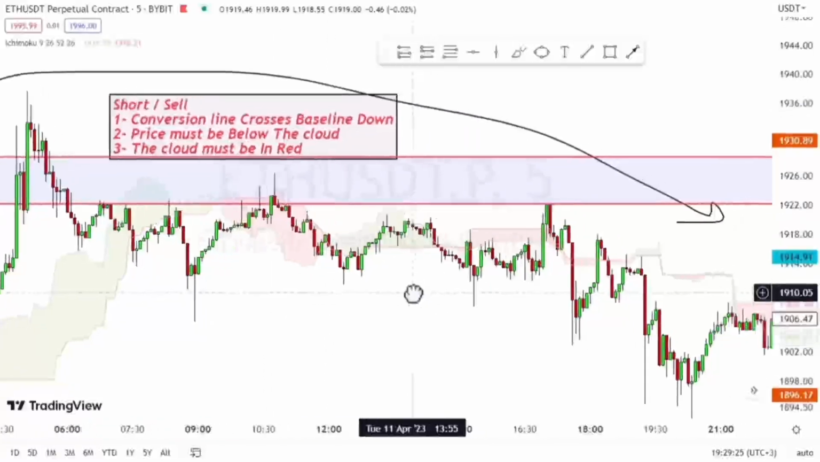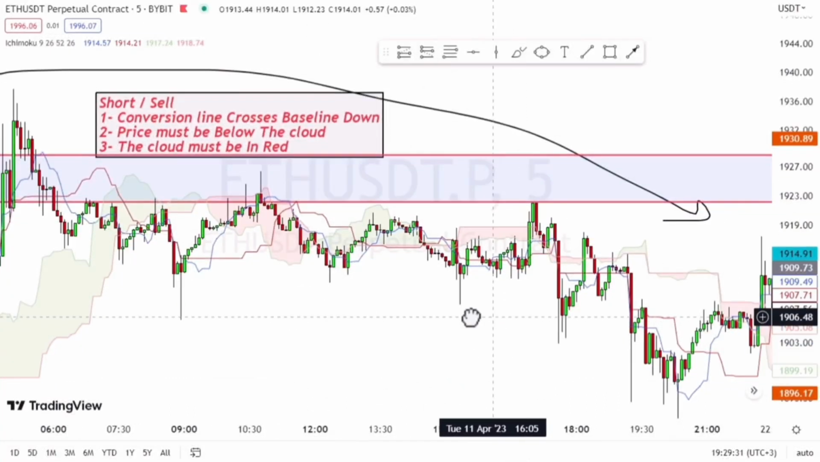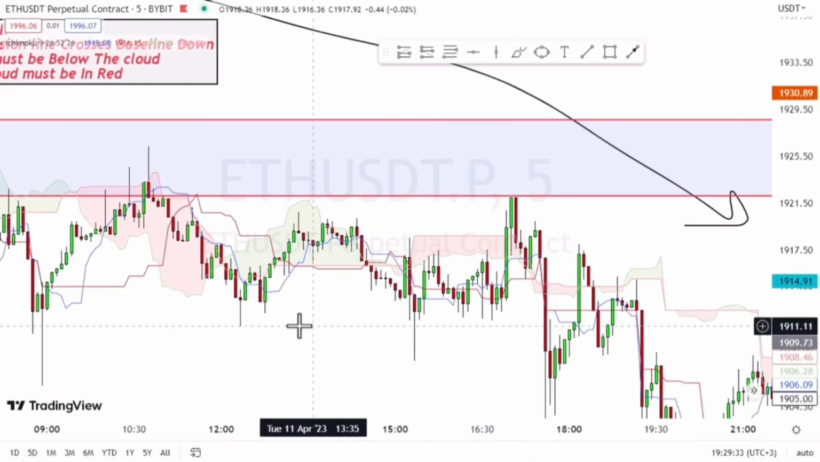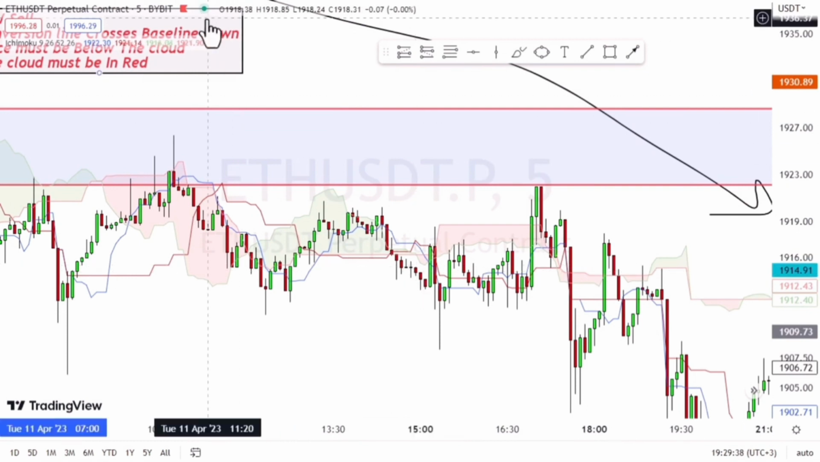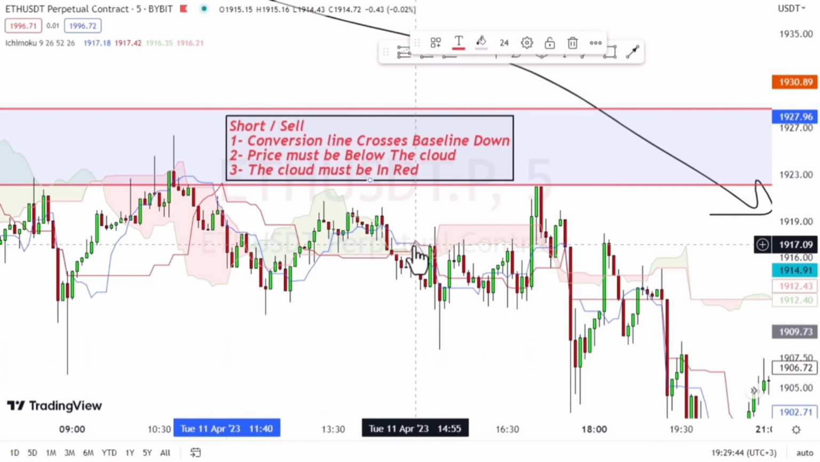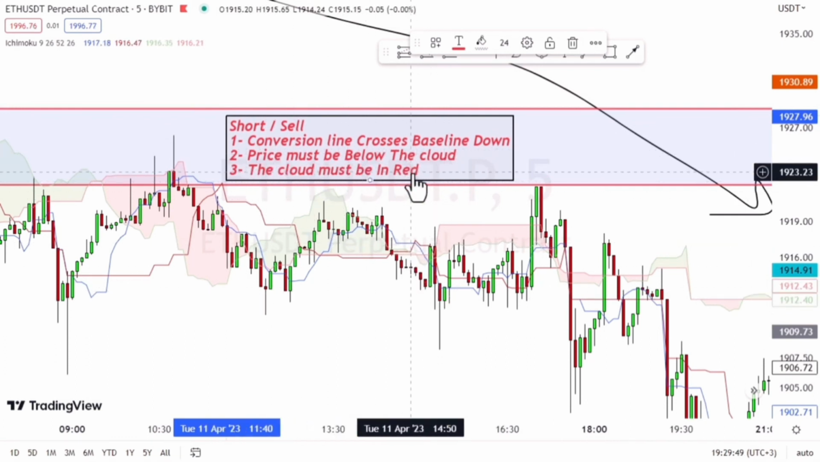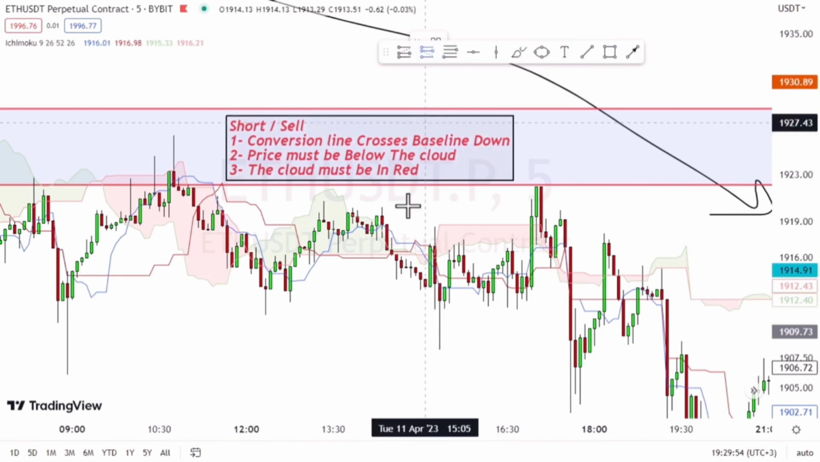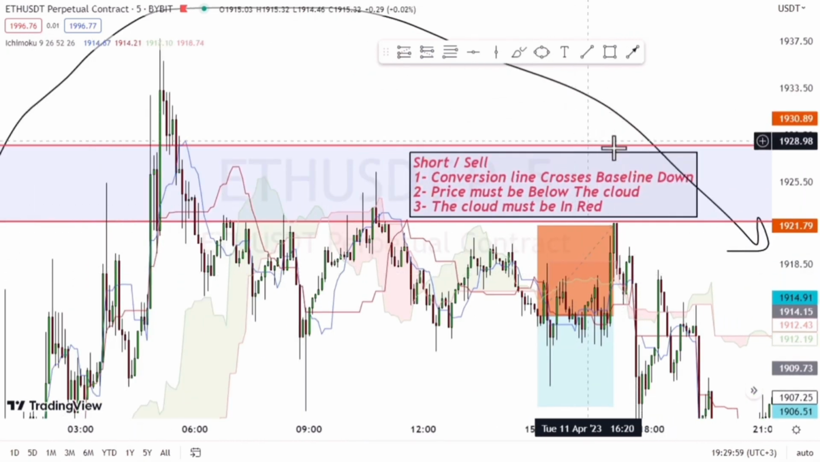What are you waiting for now? Let's do it. Let's bring everything up. So do I have all the requirements here? Does it meet every requirement that I need? This candle here. So let's check the checklist again. Conversion line crosses baseline down. Yes, it did here. Price must be below the cloud. Yes, it is. The cloud must be red. Yes, the cloud is red. So let me take a short trade here, this candle.